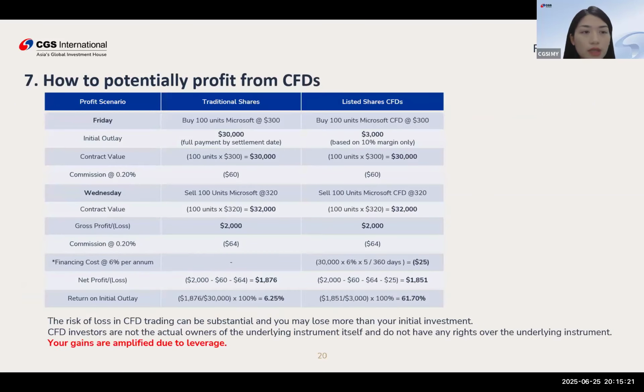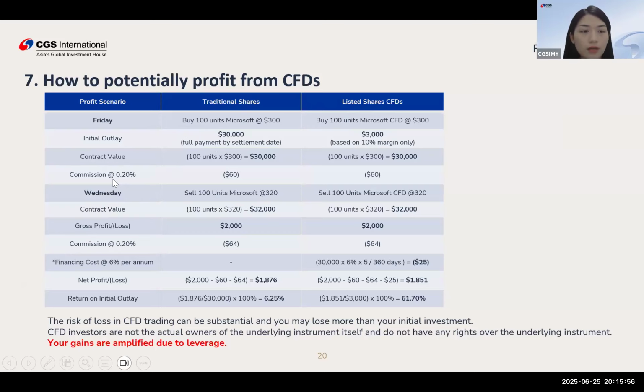Okay, and now comes an example of how you can potentially profit from CFDs compared to traditional shares. For example, on Friday, you are buying 100 units of Microsoft at 300, and then on Wednesday, you are selling it out at 320. So let's look through the example. With traditional shares, the initial outlay, because of the cash fund account, you need to come up with 30,000. Whereas for share CFD, you only need to come up with 3,000 because of this 10% margin only.